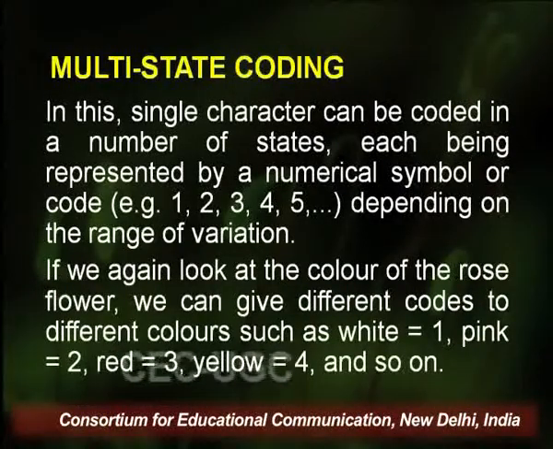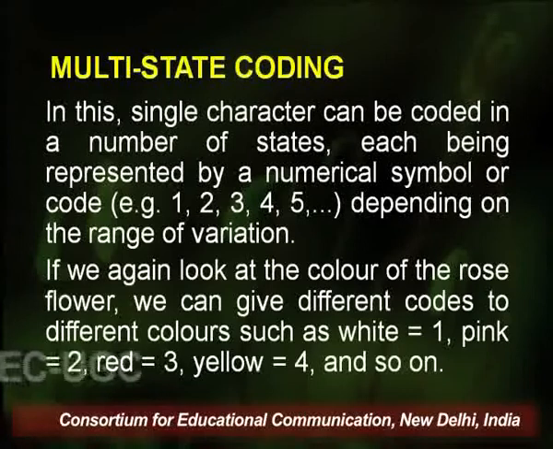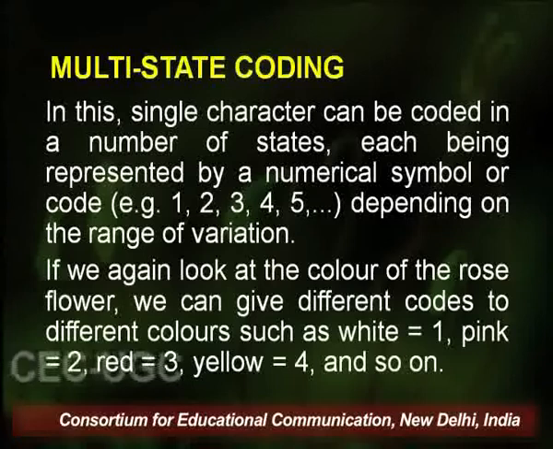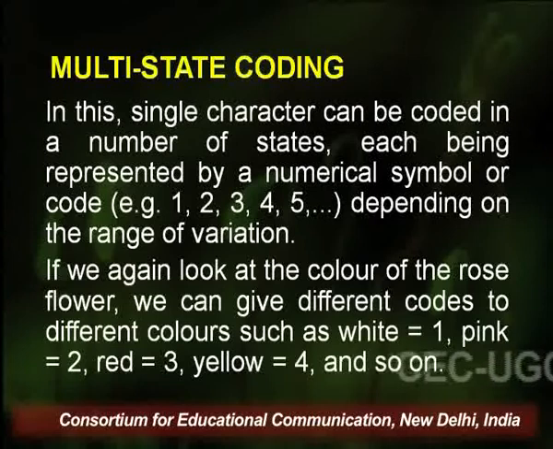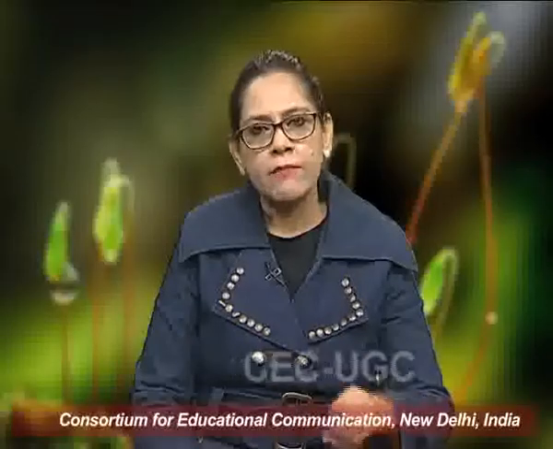In this, a single character can be coded in a number of states, each being represented by a numerical symbol or code. For example, we give them 1, 2, 3 numbering depending upon the range of variation. If we again look at the color of the rose flower, we can give different codes to different colors instead of just as in binary we were giving 0 or 1. In multi-state, we can designate a particular color to a particular number. For example, white is given 1, pink 2, etc.